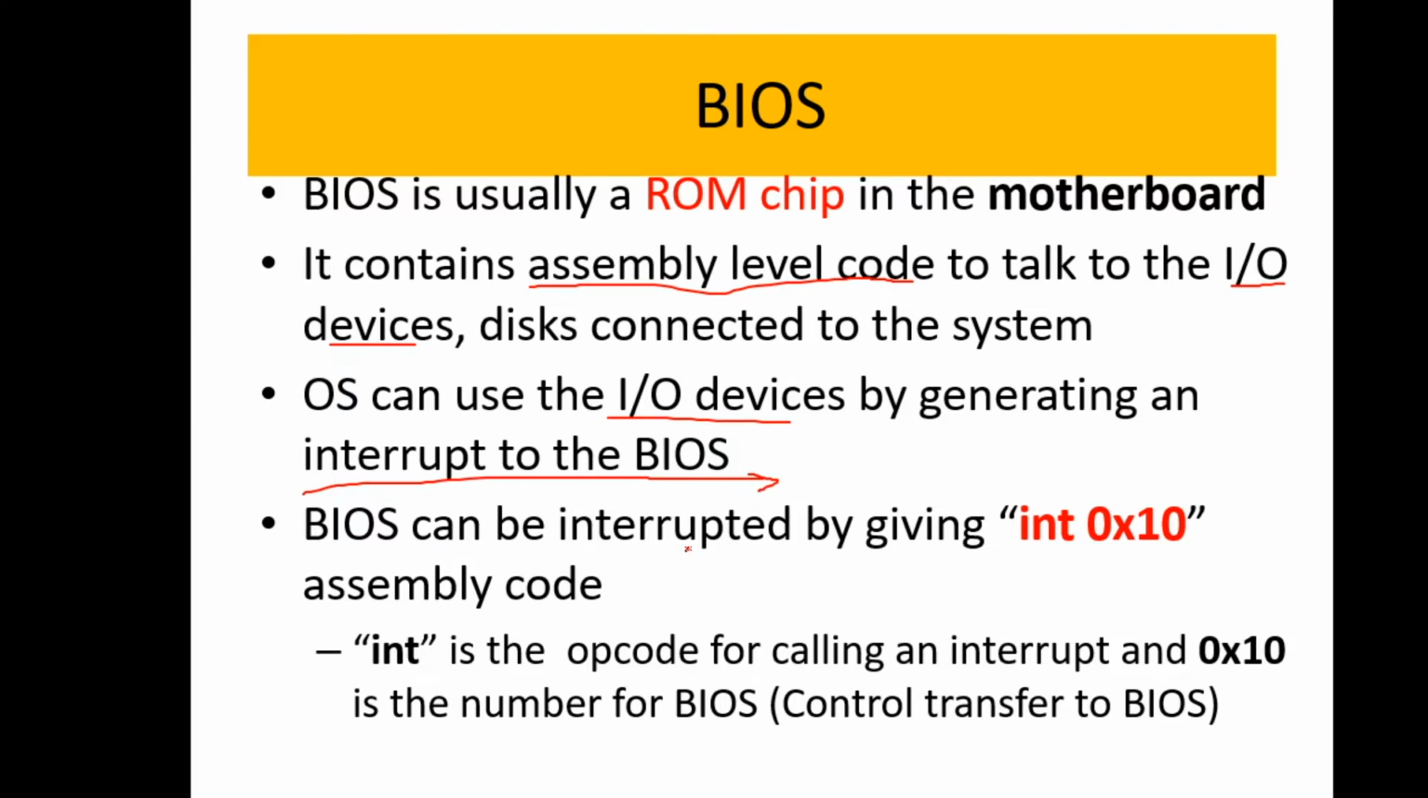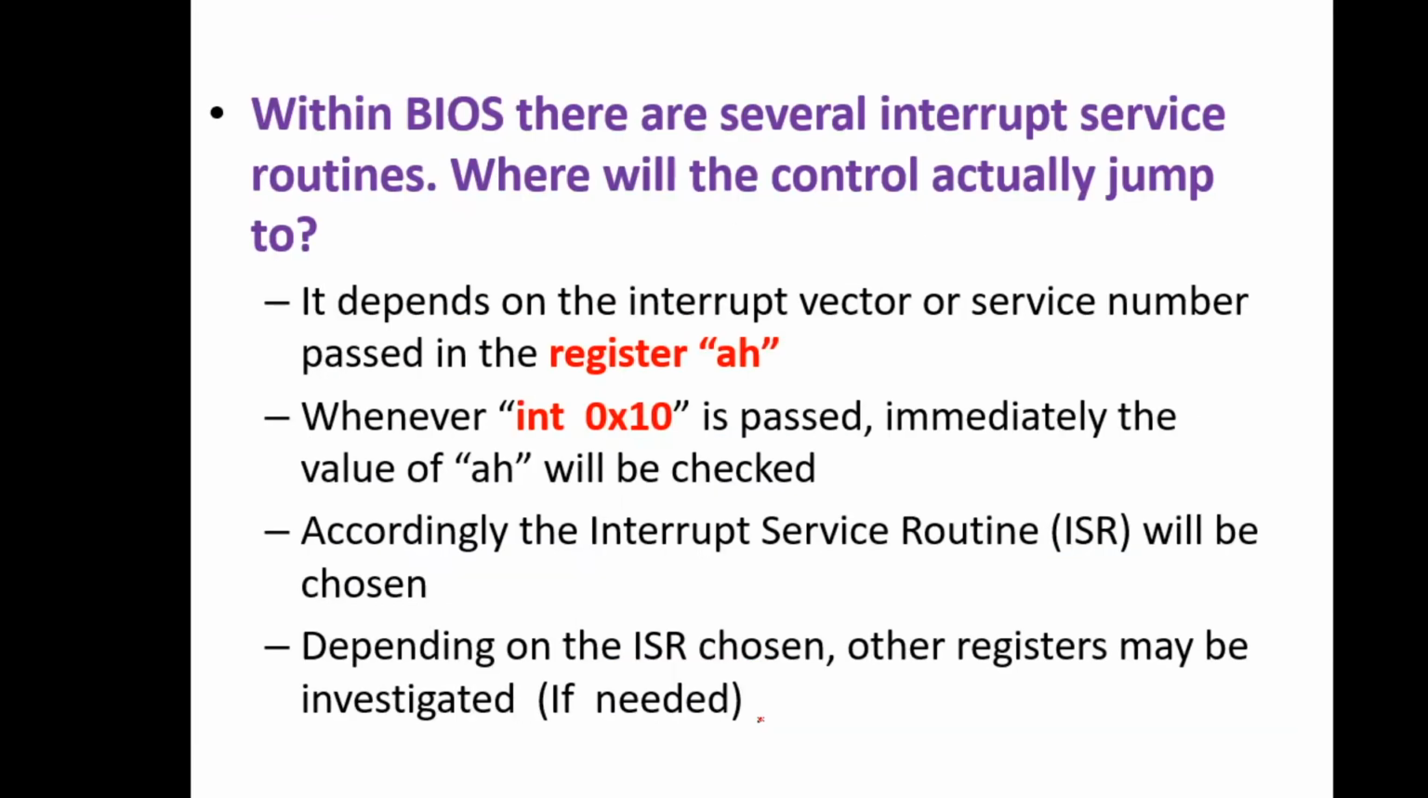The BIOS can be interrupted by giving the interrupt number: INT followed by 0x10. X represents a hexadecimal number, and 10 is the value. So this is the interrupt number associated with invoking the BIOS. INT is the opcode for calling an interrupt, and 0x10 is the number for the BIOS. So it transfers control to the BIOS.